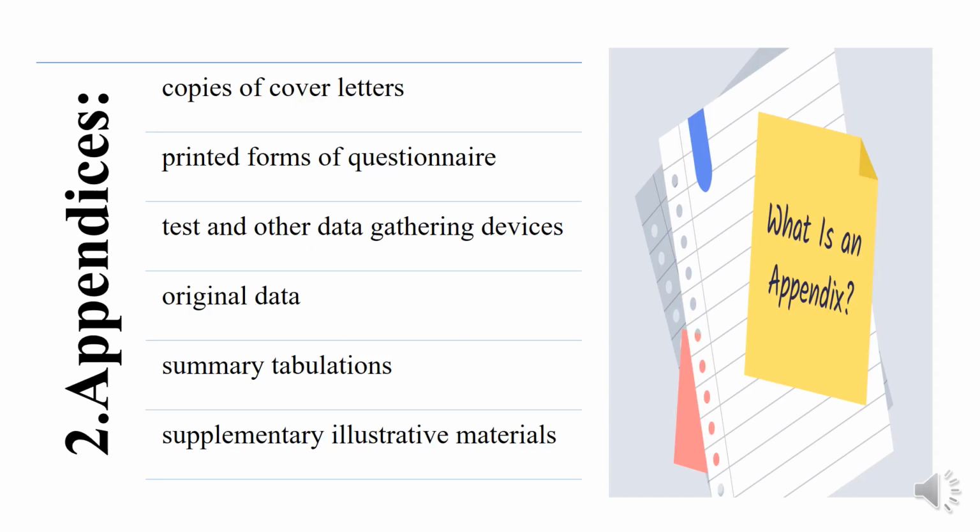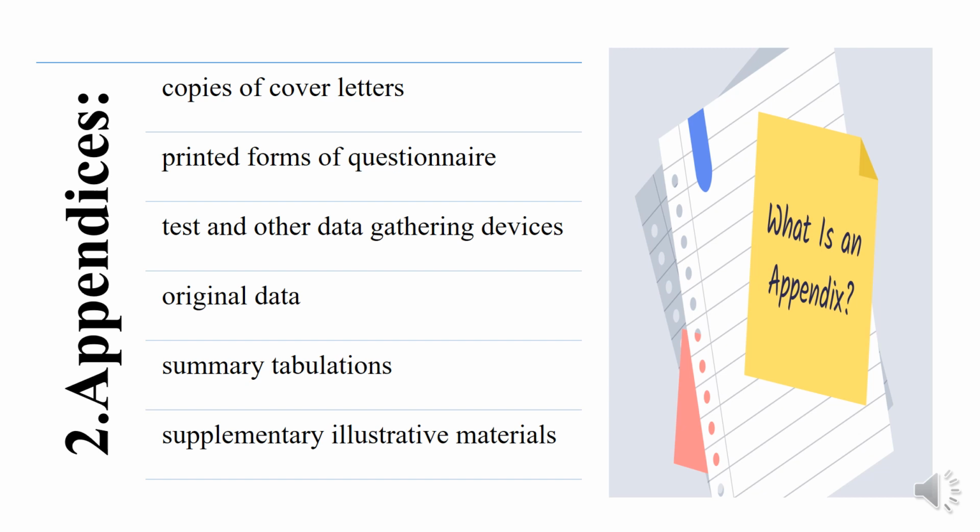The second component of the reference part is appendixes. These appendixes are used for materials that supplement the text but are not appropriate for inclusion in it. They may include tables and data important but not essential to understanding of the report.